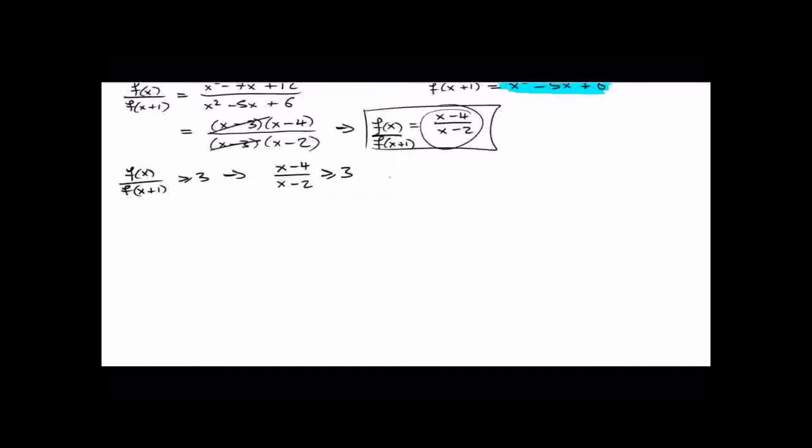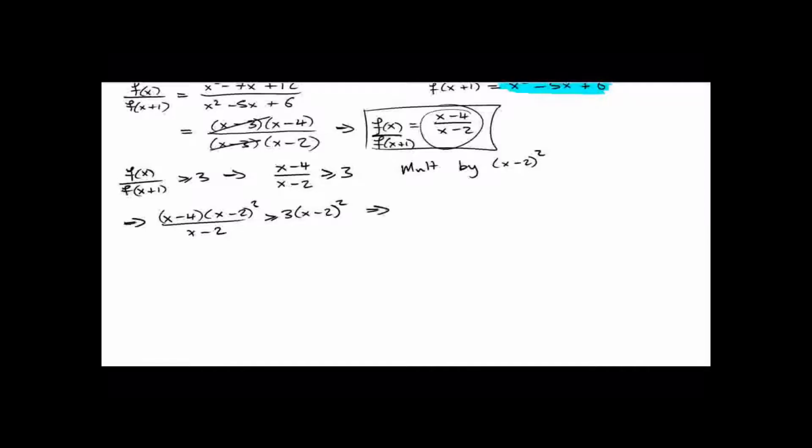Okay? Now, I know that whenever we have an inequality, we need to be sure that we're multiplying by positive numbers to ensure that we don't affect the inequality in any way. So what I'm going to do now is I'm going to multiply both sides of this inequality by the square of the bottom line. So x minus 2 squared. Okay? Now what that does is it gives me x minus 4 multiplied by x minus 2 squared, divided by x minus 2, is greater than or equal to 3 times x minus 2 squared.